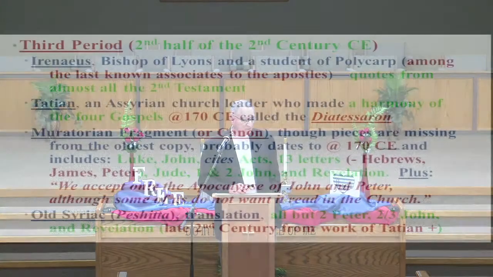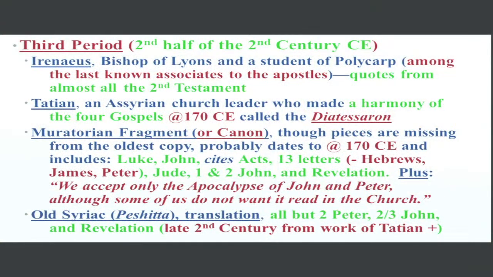Then there's the old Syriac translation of the scriptures called the Peshitta, all but 2 Peter, 2nd and 3rd John, and Revelation. This is a 2nd century piece, and probably a lot of the work of Tatian that we just mentioned, an early Assyrian church leader.